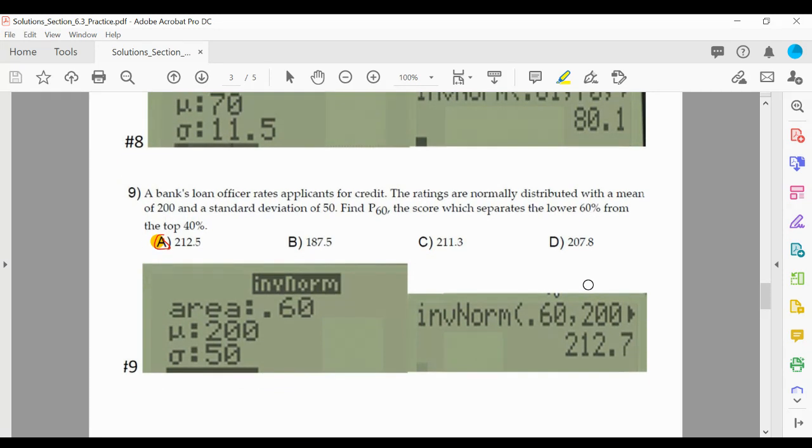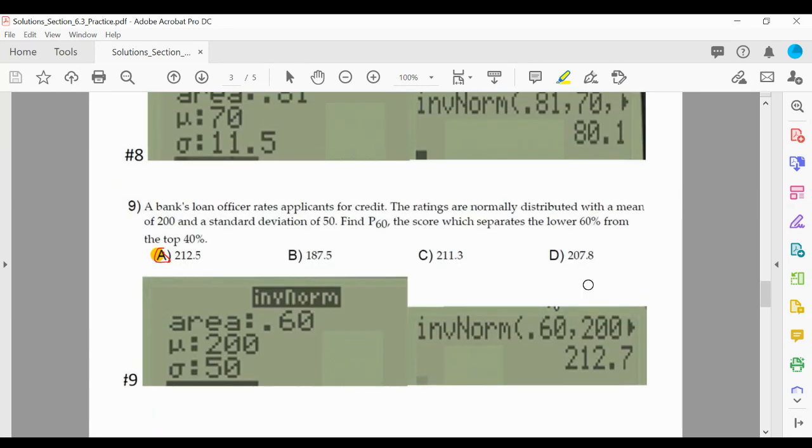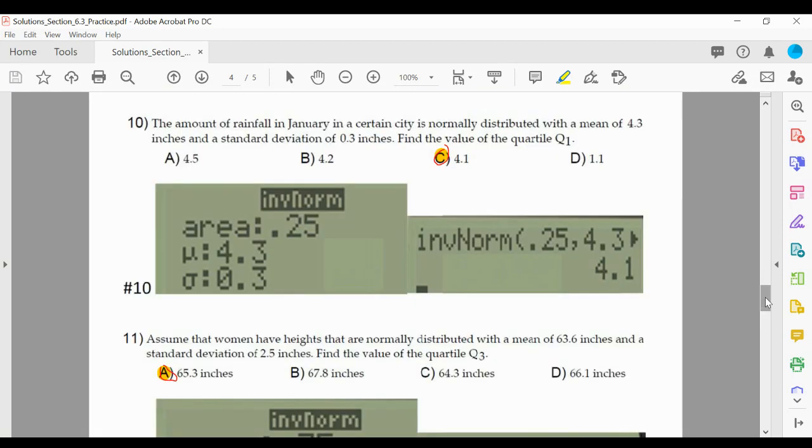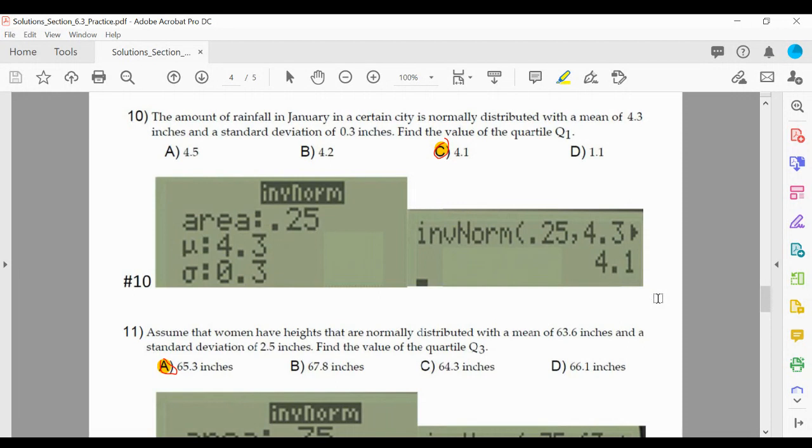Okay, so number nine, a bank officer rates applicants for credit. We're looking for P60. P60 means your score was better than 60% of everybody else. So the area to the left of the value you're looking for is P60. The decimal, the 60th percentile, is 0.60. It's the lower, to the left. There's your mean, there's your standard deviation, and you're off by about 2/10. That's when you calculate what the answer sheet is giving you.